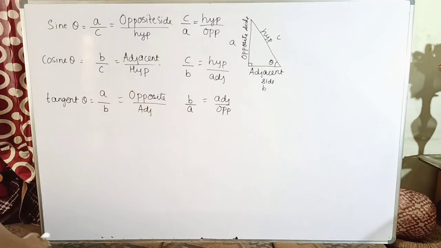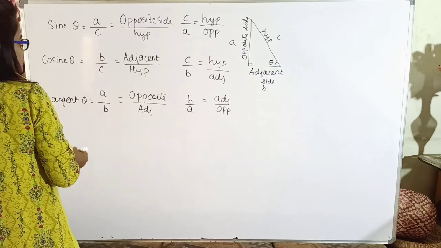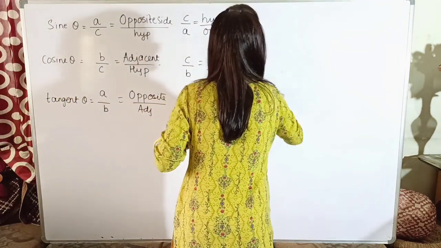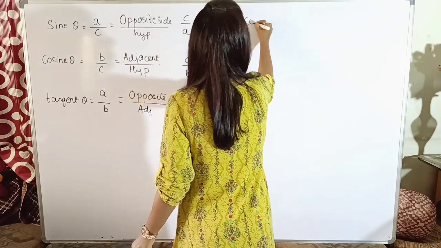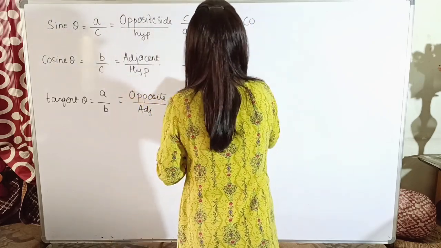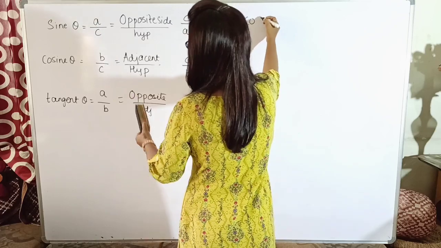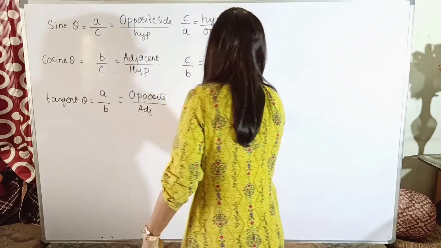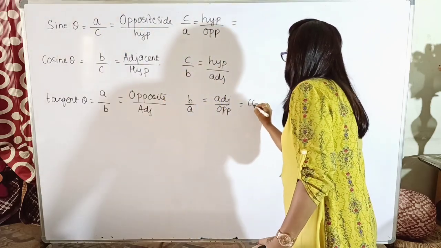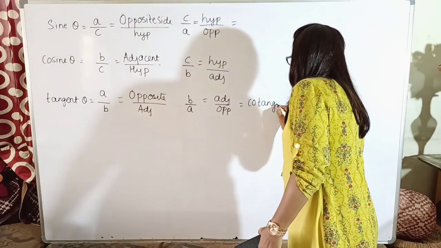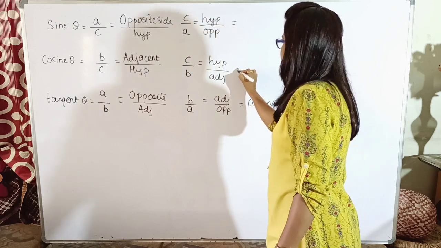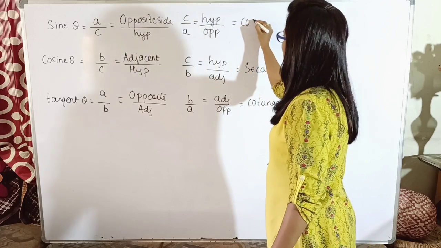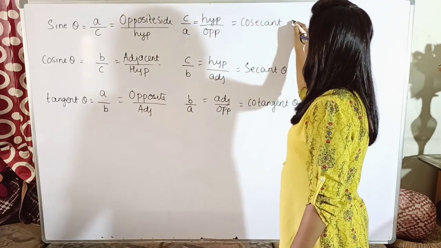Further, this another one. Let me write it down here. This is adjacent upon hypotenuse. This is cotangent theta. This is secant theta. And this is cosecant theta.